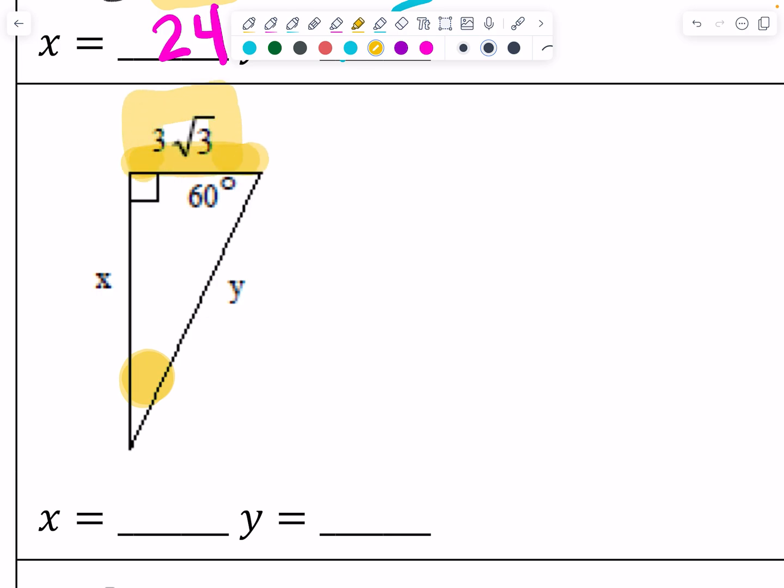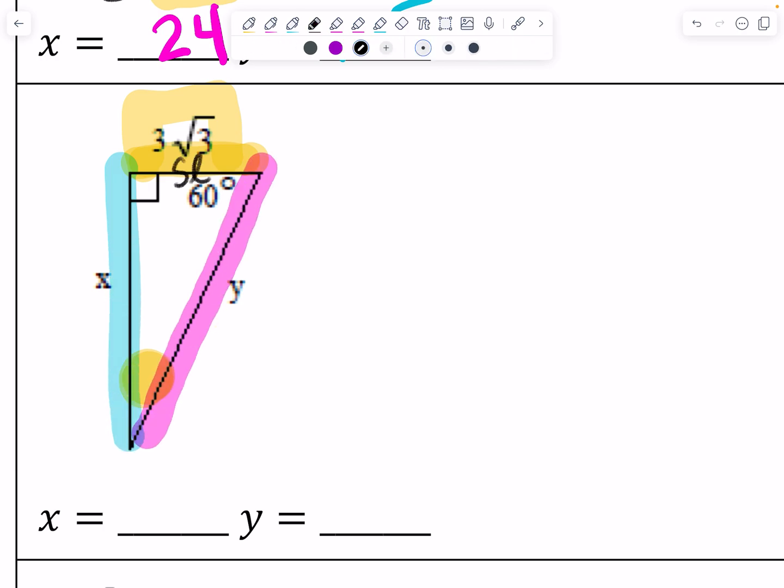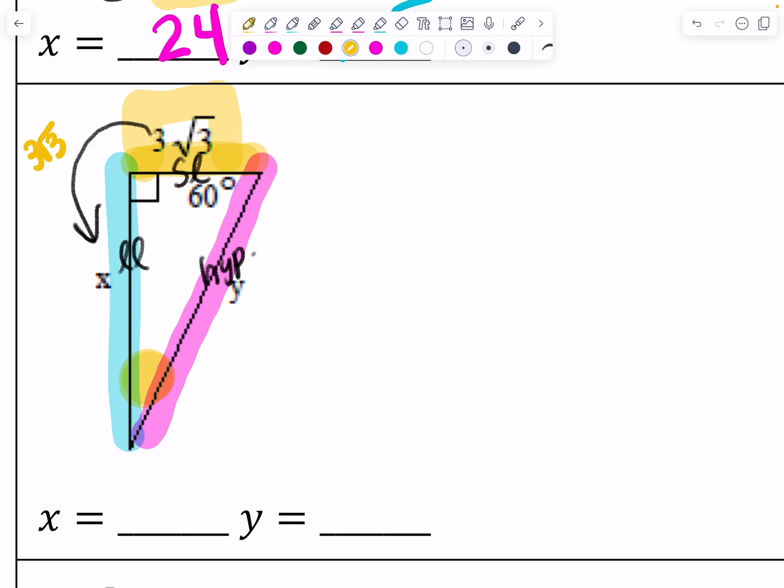So thankfully we have our short leg, which means that this one's my long leg and that this one's my hypotenuse. So let's label that. Short leg, long leg, hypotenuse. If we want to go from our short leg to our long leg, we're going to take the yellow amount, which is 3 root 3, and we are going to multiply that by root 3. Well, what happens when you do 3 root 3 times root 3? That becomes 3 root 9.